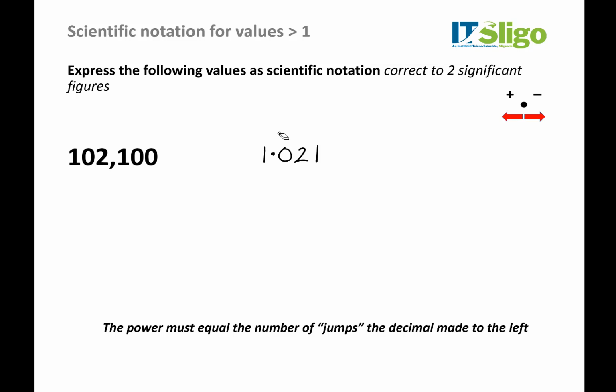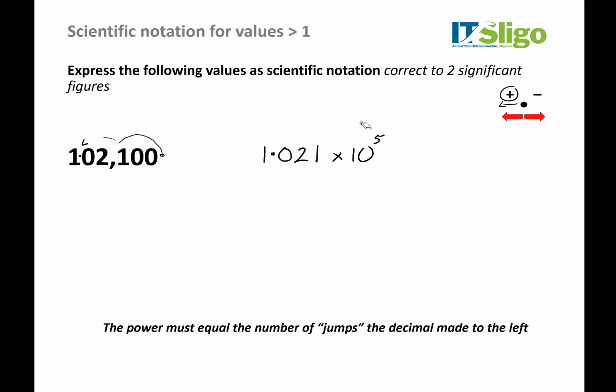Now, we're going to write this as a power of 10. So the decimal point was here. We're moving it to here, between the 1 and the 0. It's hopped 3, 5 places to the left. So again, because the decimal point is hopping to the left, I have a positive power. That's a +5, but I don't usually write the plus in.